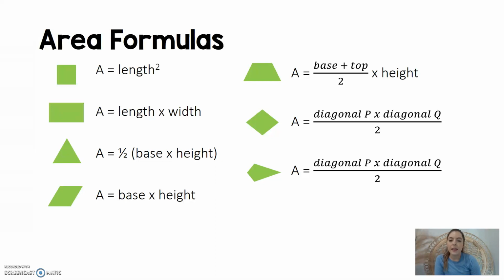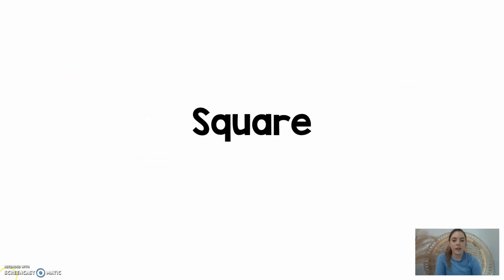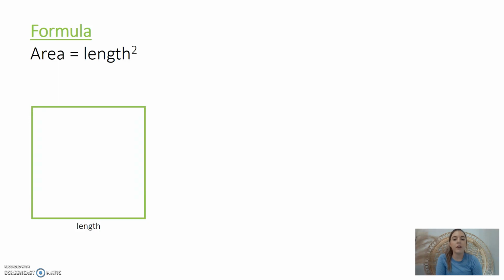These formulas are different because we use a different process depending on the shape that we're calculating the area for. So I'm going to go through each of these and give you a demonstration of how we actually work it out. So our first shape is a square. We use the formula area equals length squared. So with a square, we have all 4 sides being exactly the same. So we only need to know one side of a square to be able to calculate the area. Reason being, whatever one side is, the other 3 sides are the same.